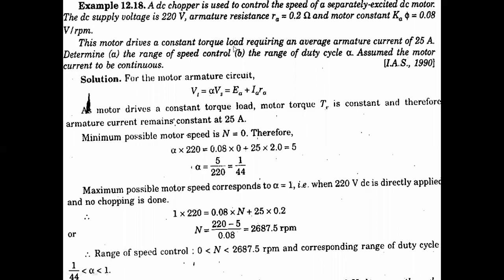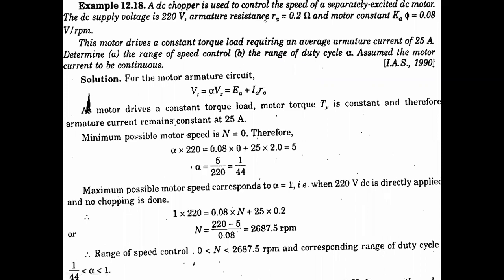The motor drives a constant torque load, requiring an average armature current of 25 amperes. So the armature current has been given, which is 25 amperes. We need to calculate the range of speed control and the range of duty cycle. Assume the motor current to be continuous. We need to calculate two things. First one is the range of speed, that is, from which speed to which speed we can control the machine. And the second one is the range of duty cycle.